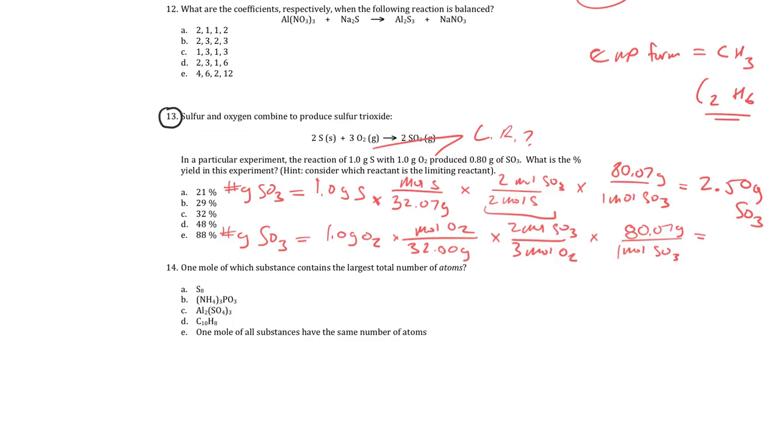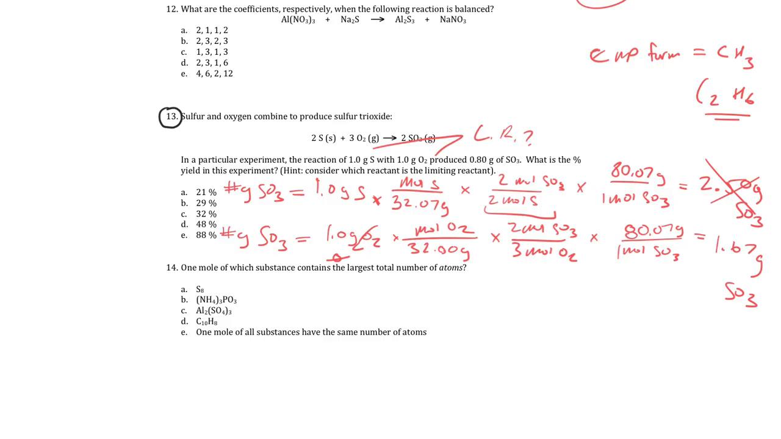That only gives me 1.67 grams. So when I hit 1.67 grams of SO3, I've run out of O2. My O2 is at 0. And so I don't have enough O2 to get to the 2.5 grams. So if I want to react all the sulfur to produce 2.5 grams of SO3, I'm going to need more oxygen that I don't have available for the reaction.